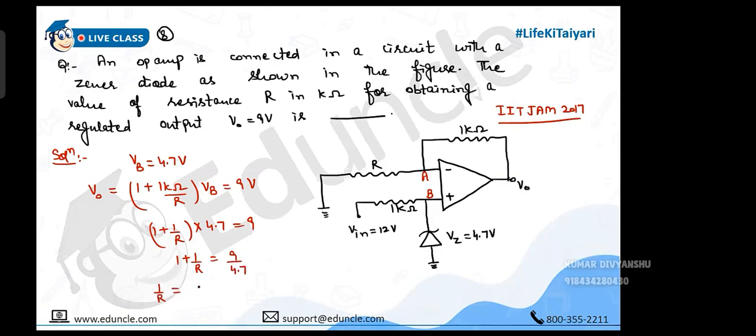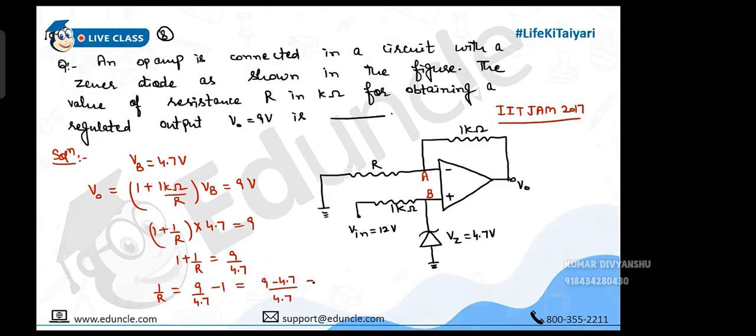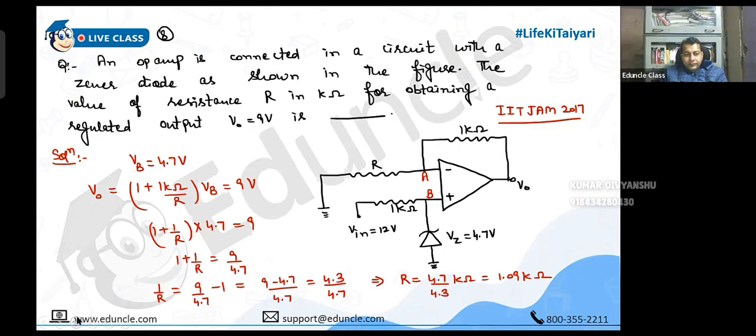R will be 1.090K actually. This is the exact one. Clear? Yes, sir.